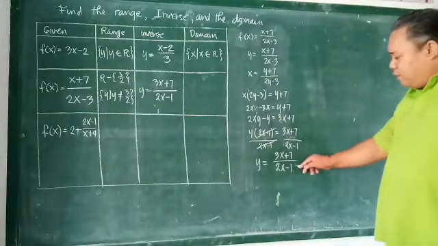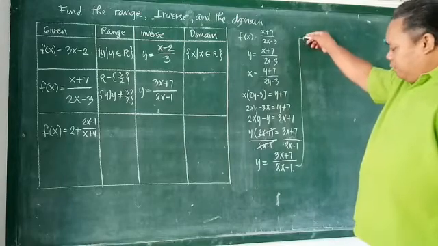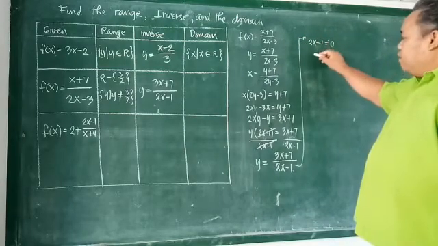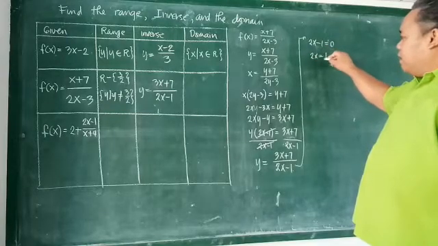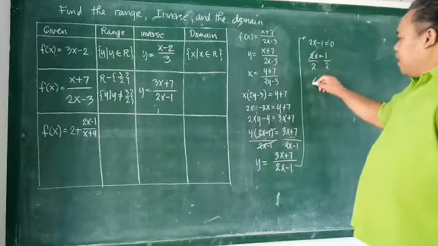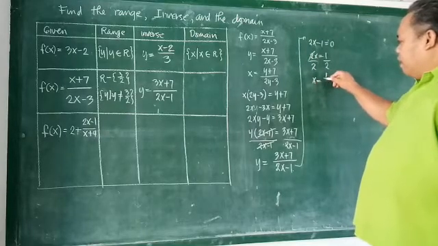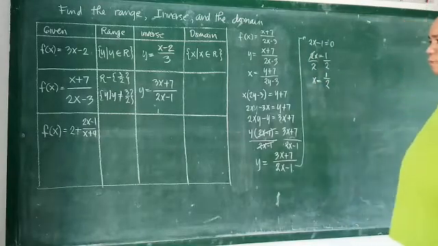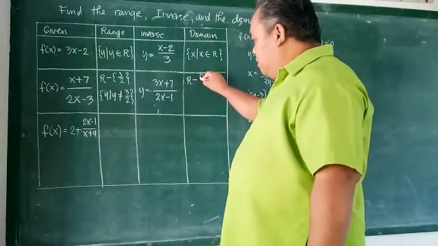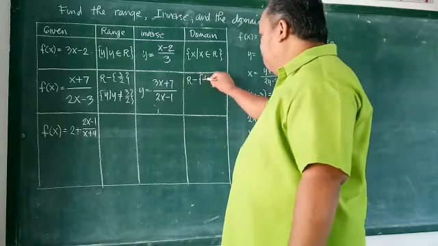We're going to equate the denominator, which is 2x minus 1 equals 0. So this is 2x equals 1. Divide both sides by 2. Canceling 2, x equals 1/2. Now, the restricted value for the domain is 1/2.